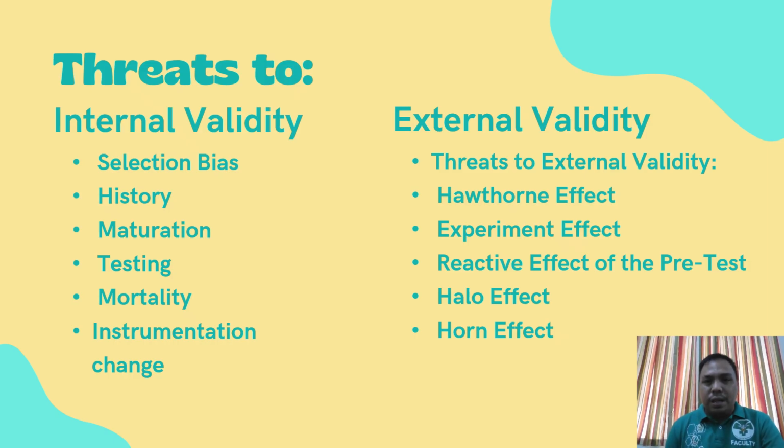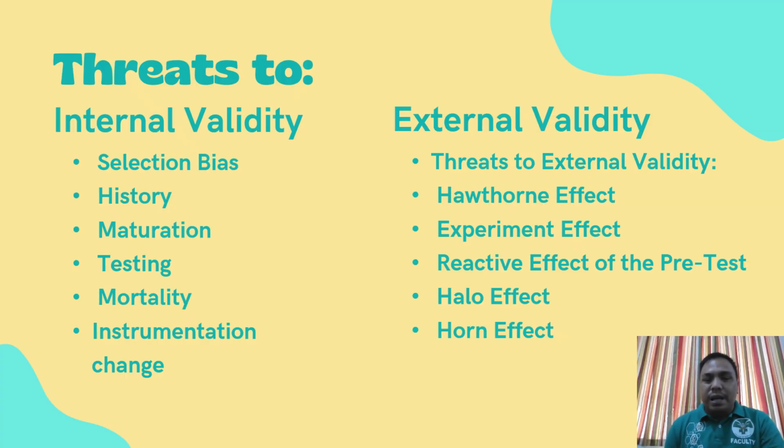We have your history, that refers to events outside the study that may influence the participants' responses. Your maturation involves natural changes in participants over time that can affect the results. We have your testing, that happens when repeated testing influences participants' performance. We have your mortality, the loss of participants during the study, which can skew outcomes. And lastly, the instrumentation change, of course, when measurement tools or procedures change during the study, affecting the consistency and accuracy of the results.